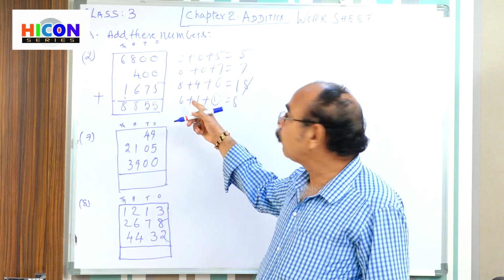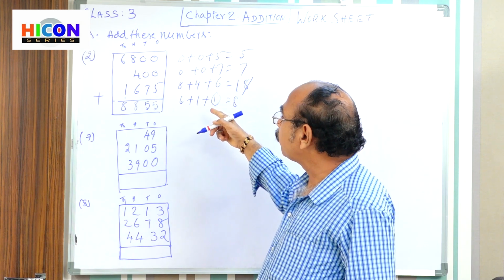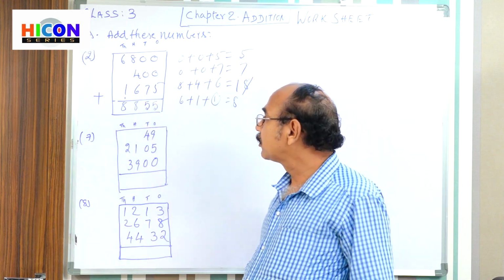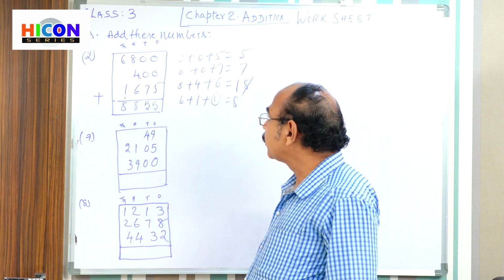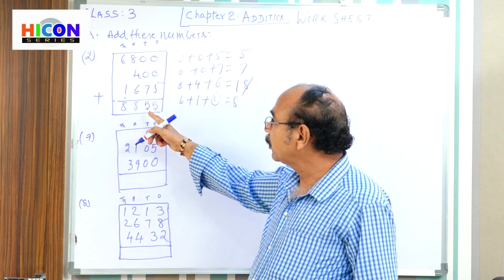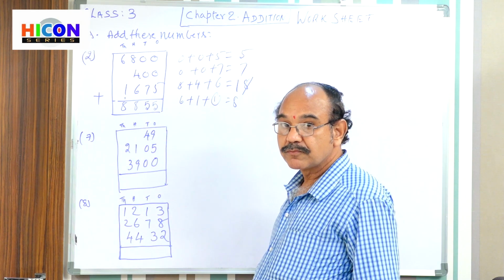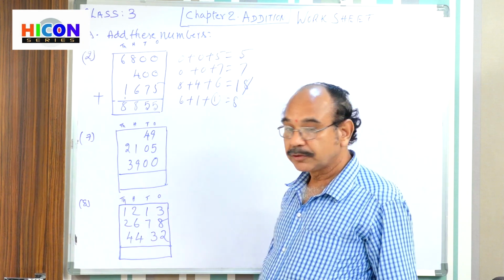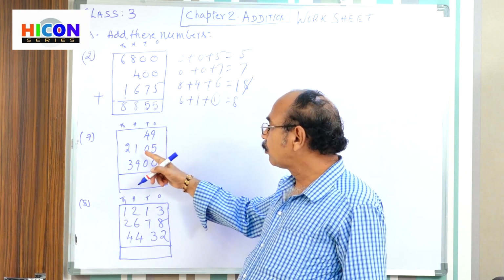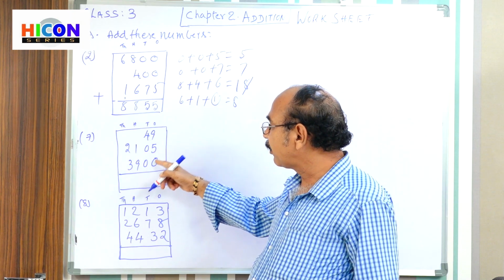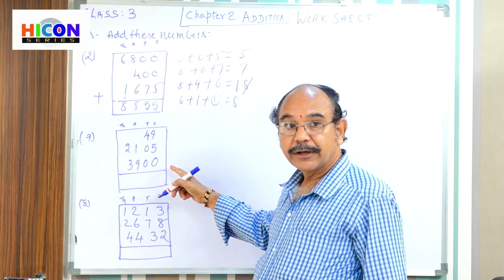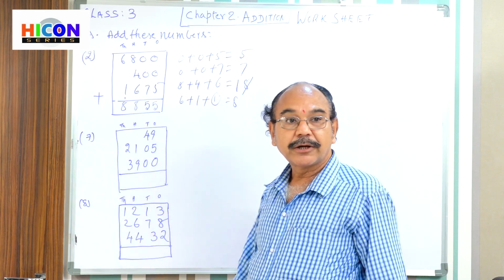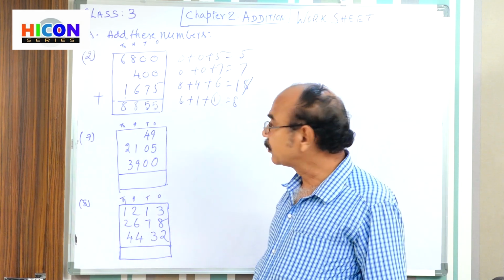So here regrouping is there. Where is the regrouping here? In the hundreds place and in the thousands place, regrouping is there. Now come to the seventh question. 49. The second number is 2,105. 3,900. The three numbers we write one below the other according to the place values.